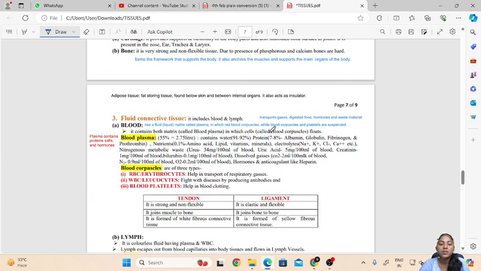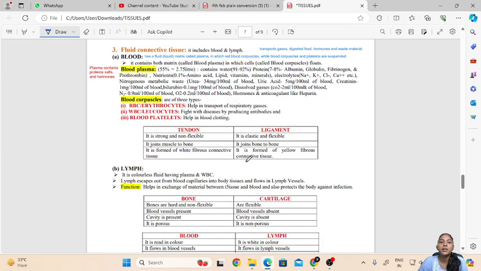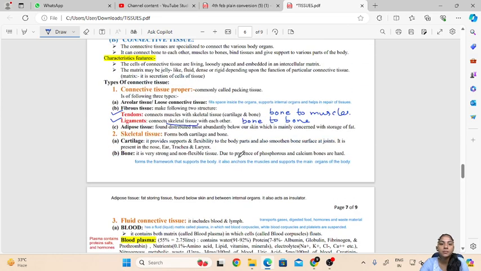Let us see the difference between the tendons and ligaments. So tendon is a strong non-flexible tissue and ligament is elastic and flexible. Then tendon joins muscles to bones whereas ligaments join bone to bone. Then tendon is formed of white fibrous connective tissue and ligament is formed of yellow fibrous connective tissue. So this is the difference between tendons and ligaments.